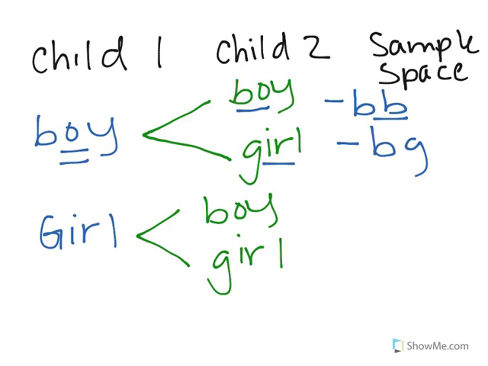And then my next sample space, I can have a girl the first time and then a boy the second time. So I can say girl, boy. And then my last one can be girl the first time and then girl the second time.